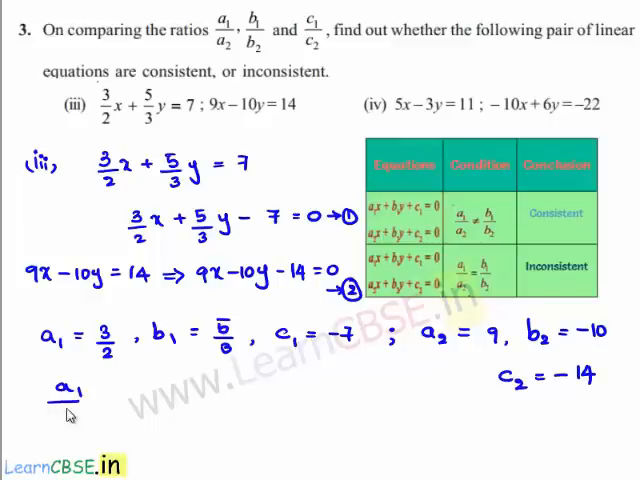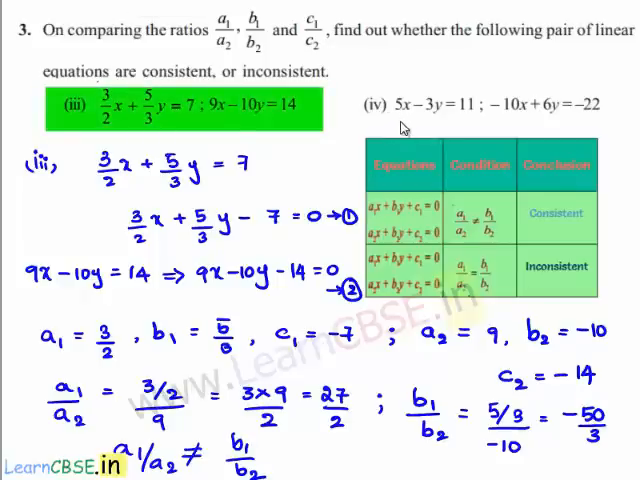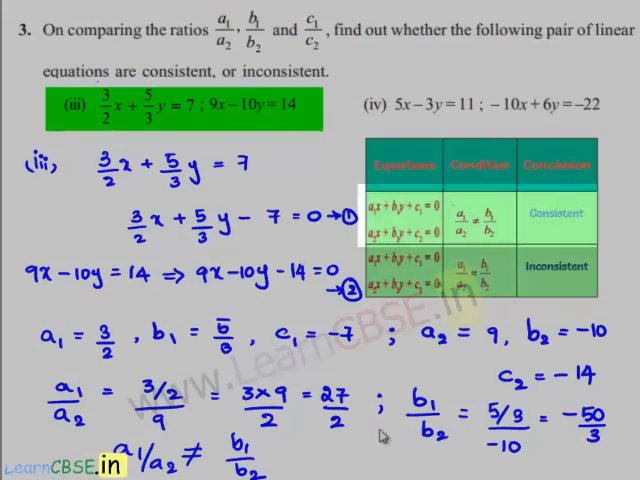Now the value of a1 by a2 is equal to 3 by 2 divided by 9. This is equal to 3 multiplied by 9 by 2, which is 27 by 2. And the value of b1 by b2 is equal to 5 by 3 divided by minus 10, which is nothing but minus 50 by 3. So the value of a1 by a2 is 27 by 2 and the value of b1 by b2 is minus 50 by 3. Therefore, a1 by a2 is not equal to b1 by b2. We can conclude that the given set of linear equations 3 by 2x plus 5 by 3y is equal to 7 and 9x minus 10y is equal to 14 are consistent.